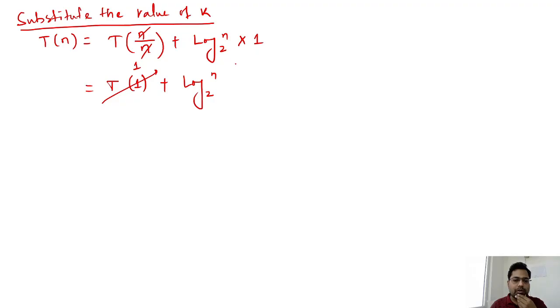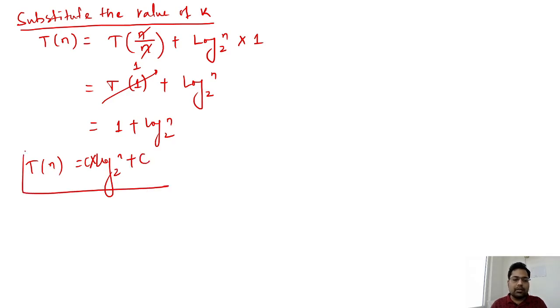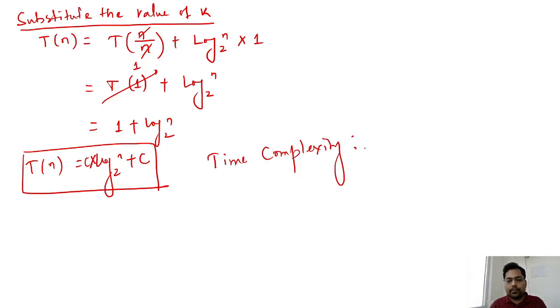You can remove this one also. This is a constant basically. Though we are actually running the theoretical model, that's why we are removing the constant. 1 plus log n, and indirectly we can say the T(n) is log of n plus a constant c. This is the value of T(n). Now the time complexity you can directly say is big O of log n base 2.